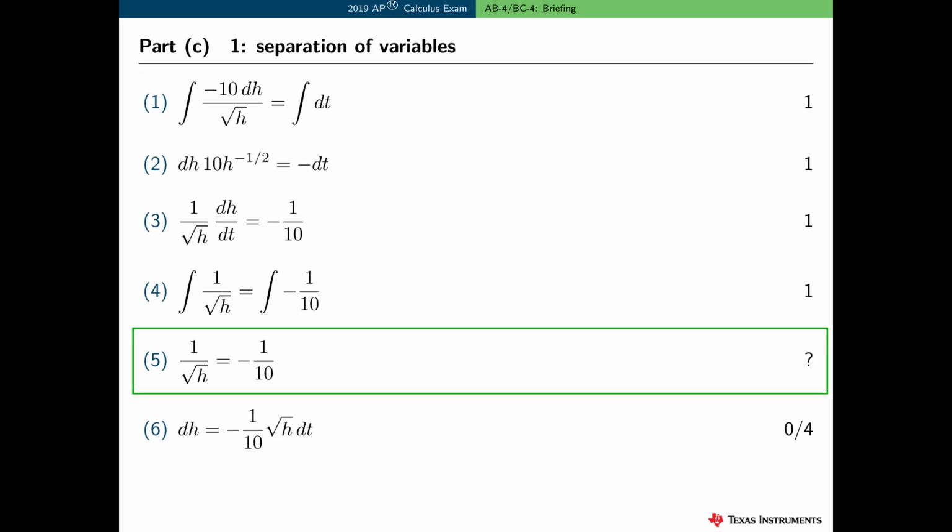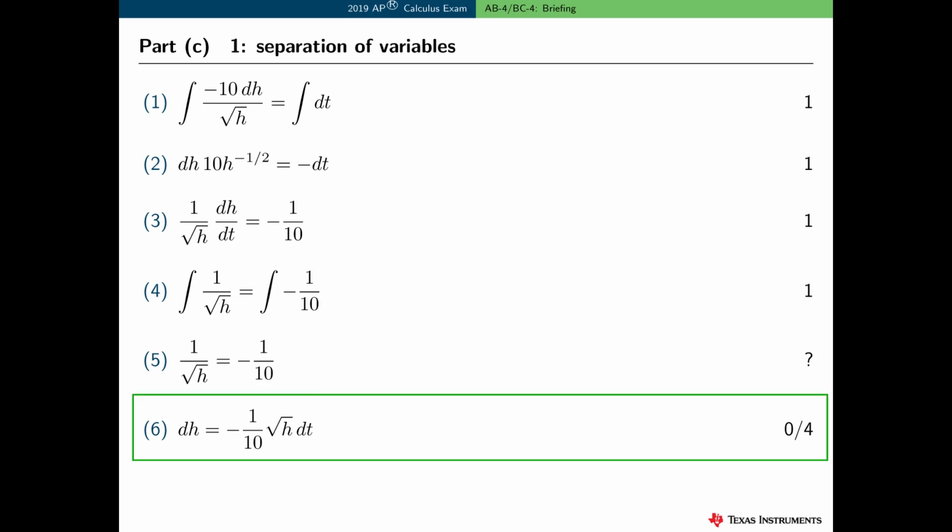In example 5, the student has not earned the first point yet. They could still earn the point with more work. And in example 6, if this is all the work on the page, or if the student continues work using this step, they earn 0 of 4 points. There is no separation of variables.